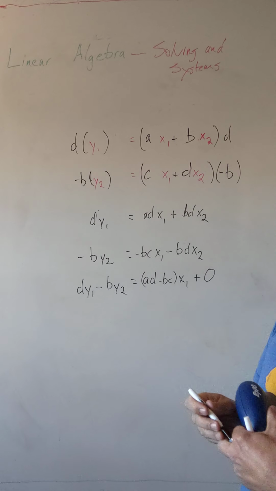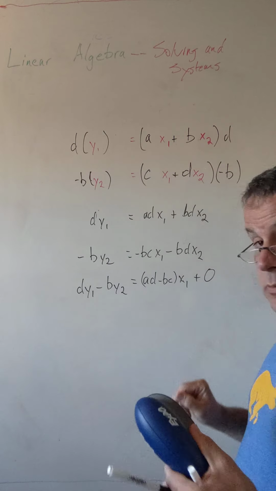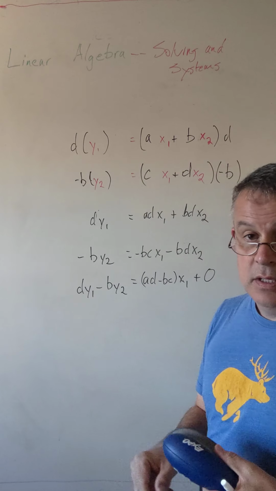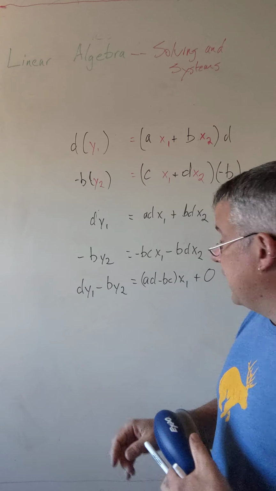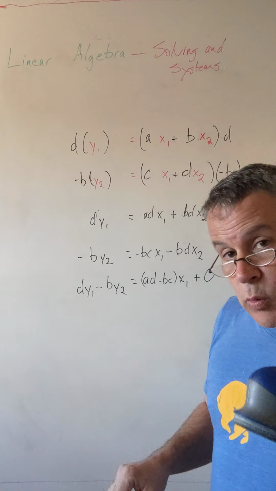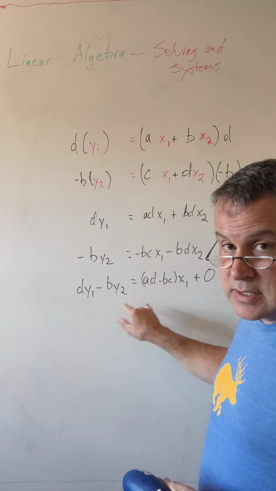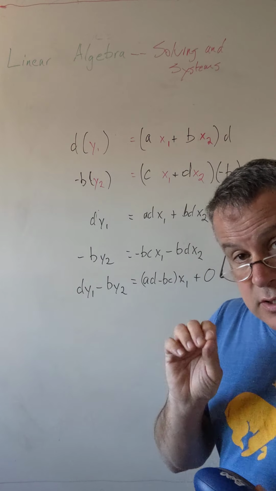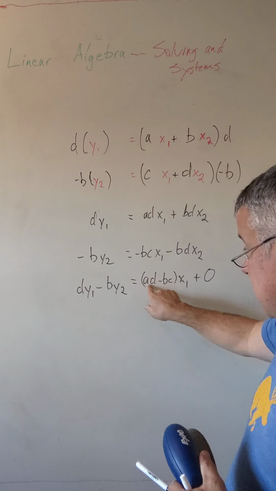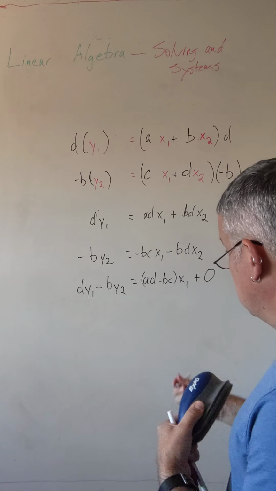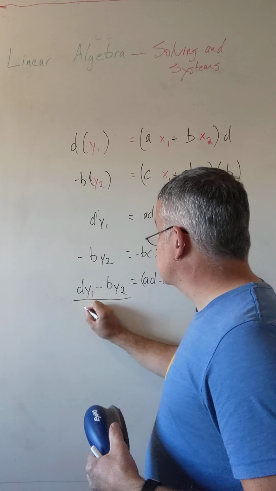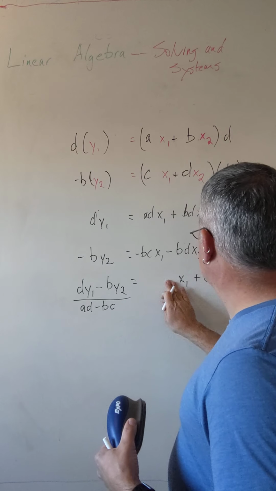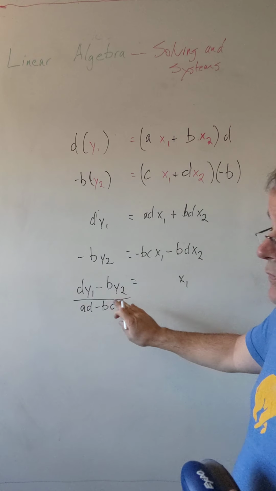Those cancel out. Okay, so I'm almost there in my solution for x1. I just need to divide by this AD minus BC. And that's why I was saying it's special. If it was 0, I would not be able to take the step of dividing by it. But if it's not 0, then I can. So this solution from now on depends on the fact that AD minus BC is not equal to 0. If it's not 0, then we can just move it over here, cancel it out on this side, and that's our solution for x1.